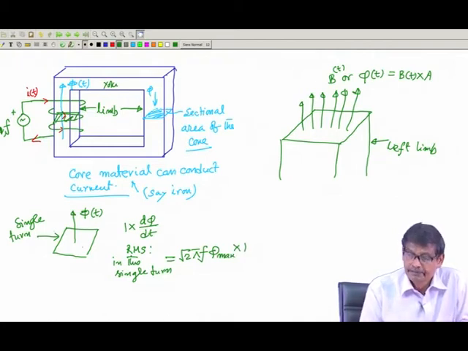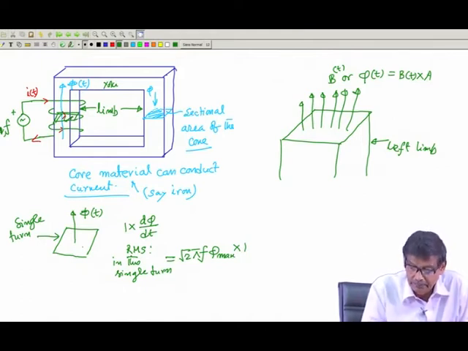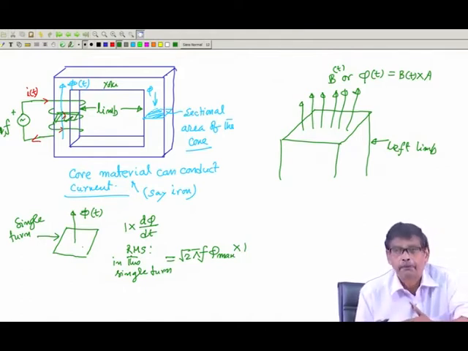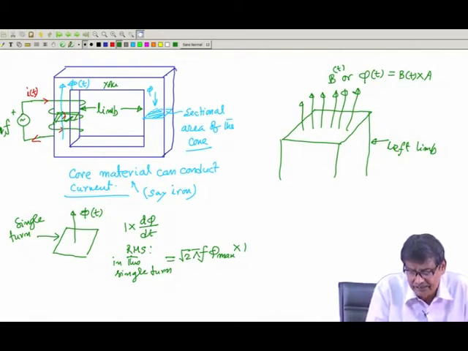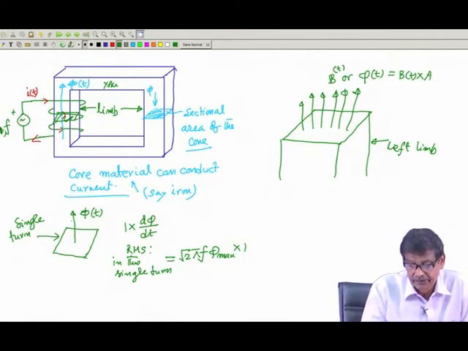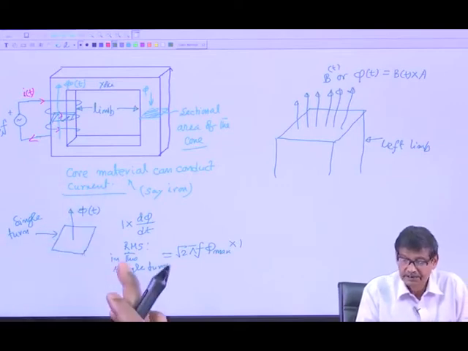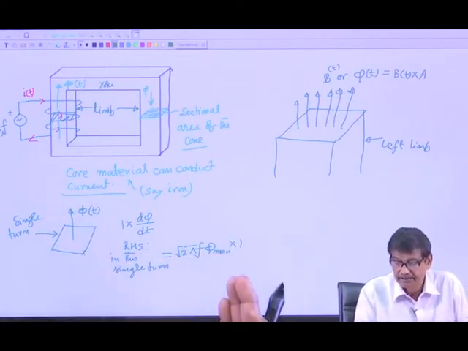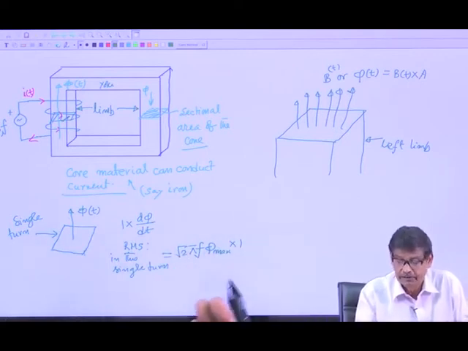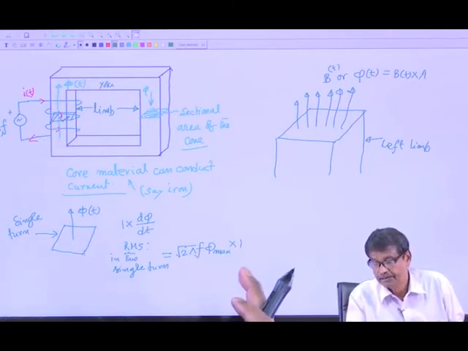See, this turn is not the turn which makes the coil. What I am telling, I am just considering a separate problem altogether. Suppose there is a single turn like this and you have flux which is crossing this coil area in a perpendicular direction, then the induced voltage is n d phi dt and its RMS value will be, just like a transformer, root 2 pi f phi max into 1.